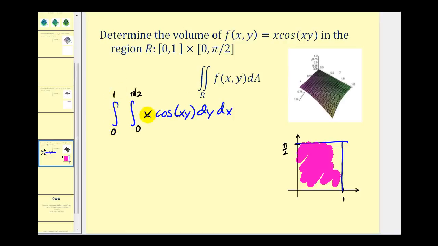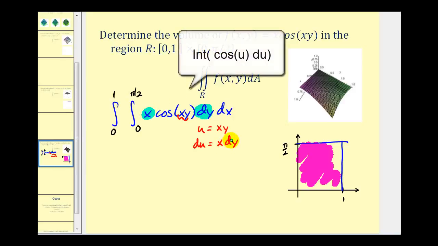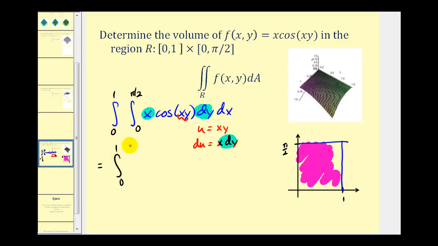Now even though we're treating x as a constant, we do still have to perform u substitution because we have the cosine of x times y. So if we let u equal xy, differential u with respect to y would be x dy. And this is actually good news because the integrand does contain x dy. So this just becomes cosine u, and the antiderivative of cosine u is sine u. So we'll have sine u, which is actually sine xy.